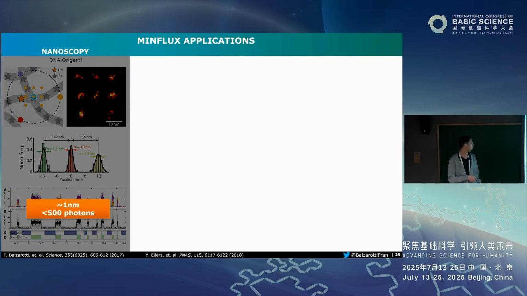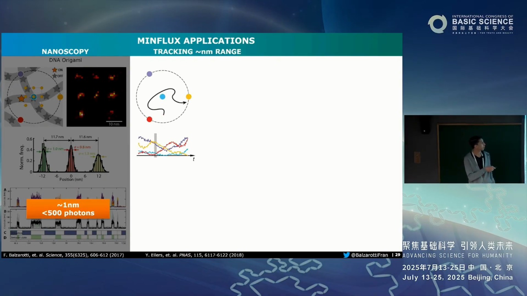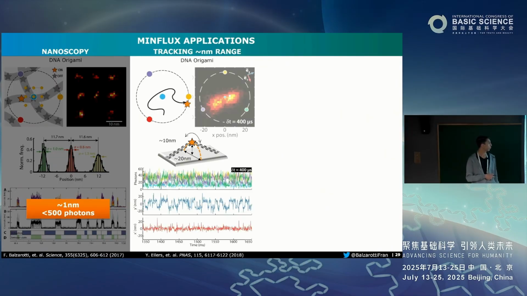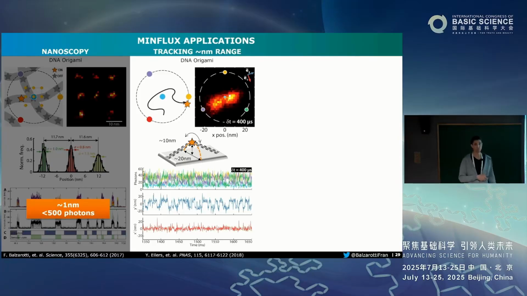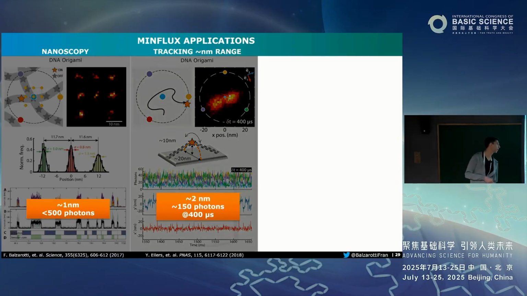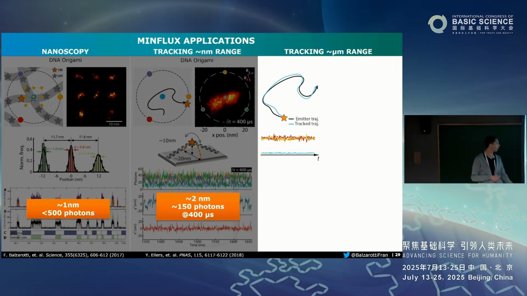And you can reach 1 nanometer localization at high signal-to-background ratios with around 500 photons. This is doable. Then if a molecule moves, you can turn your photon traces into a trajectory. And we've done that with DNA origami as well, oscillating DNA origamis. And this worked well. We pushed the resolution to around half a millisecond with 150 photons, which is very decent.